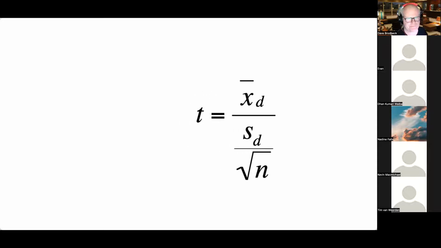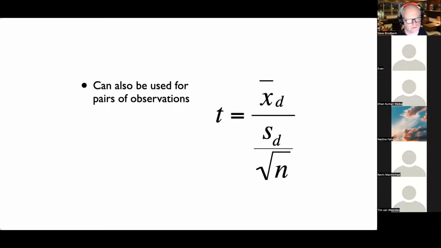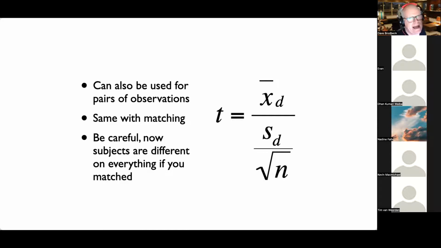Move that over a bit. So again, pairs of observations or matching. What you do in these cases is you match subjects on a variable. Let's say it's a heart medication and it's going to control blood pressure. We're testing it. You wouldn't want to do before and after in that case.